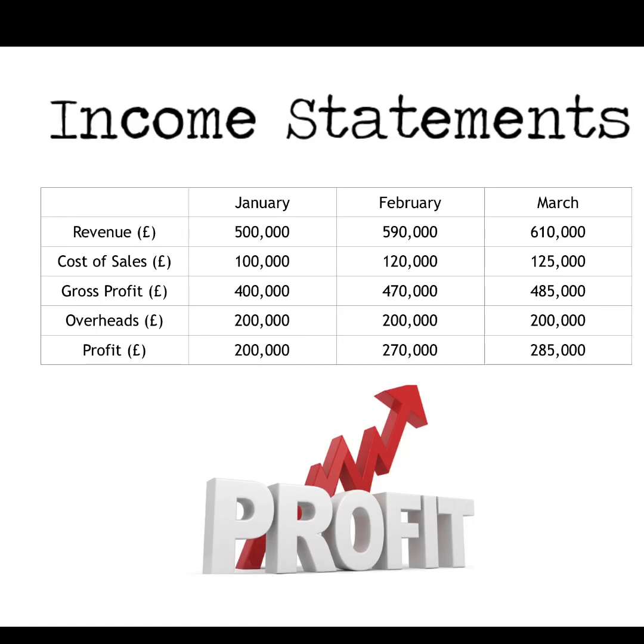So this video is for the new specification for AQA GCSE Business Studies, and it's the Finance Unit, Unit 6 on income statements. So what we'll do in this video is just quickly look at how to calculate an income statement. Now, as you can see within the table, this is pretty much the general layout of an income statement. So you've got your revenue, you've got your cost of sales, and that allows you to calculate your gross profit. Then you've got your overheads, and finally your profit.